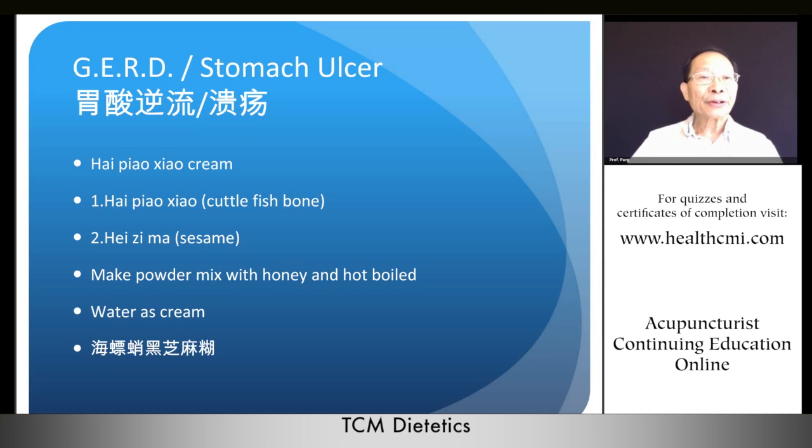Then we combine it with hei zhima, black sesame. Same thing, we make it into powder. Yeah, black sesame. Then you can put in some honey, okay, to mix it all up. That will become a cream.